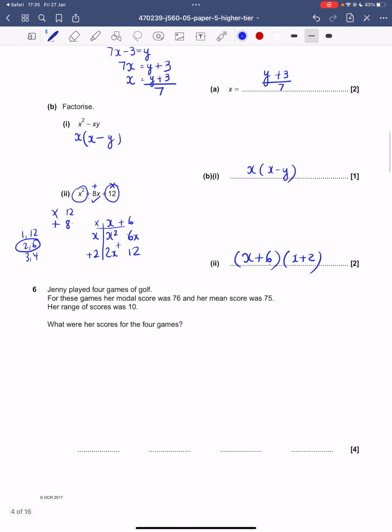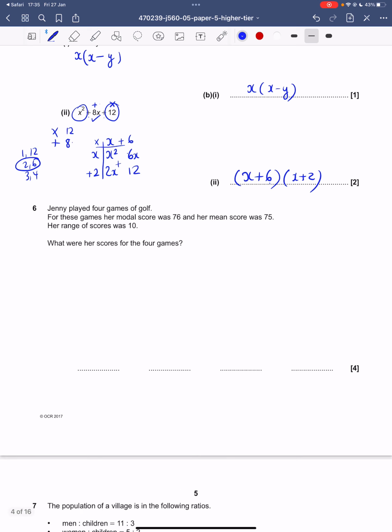All right. Jenny plays 4 games of golf. For these games, the modal score was 76. Mean score 75, so 4 is important. And the range is 10. That's important. What were her scores for the 4 games?